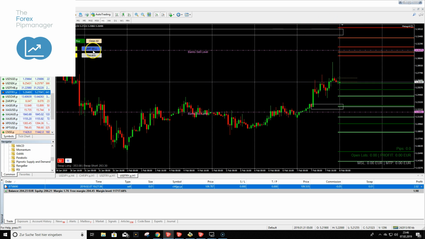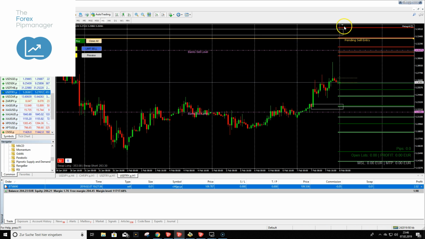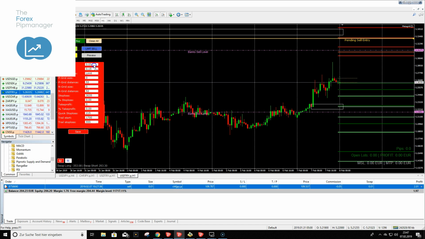For this I place here my limit sell order on this pair, and then we make a grid here with say 3 additional trades. I would open the initial trade with 1 micro lot. This is the yellow line, and I would open additional trades with 2 micro lots in our grid. And let's see what grid we use.